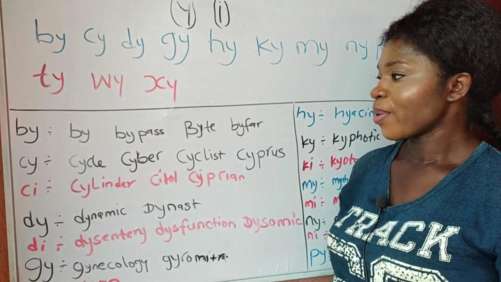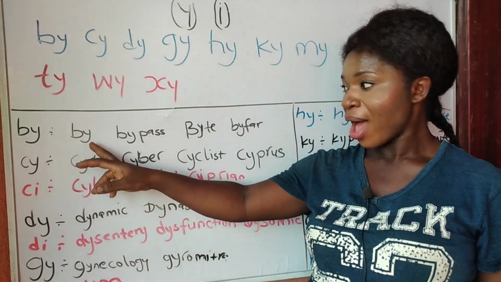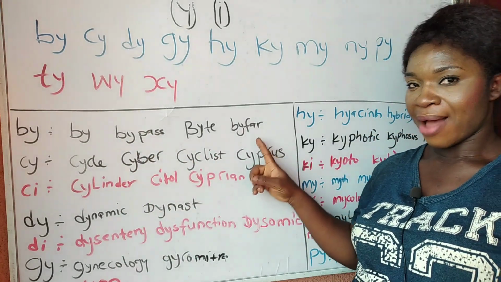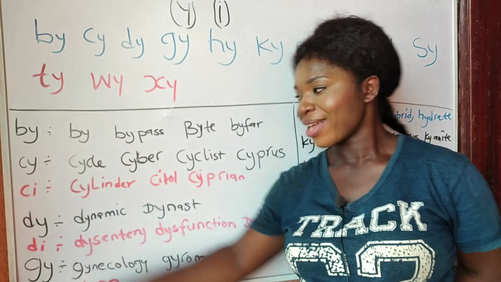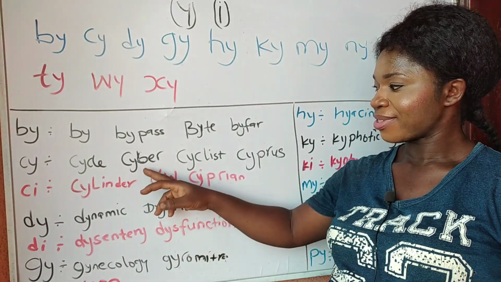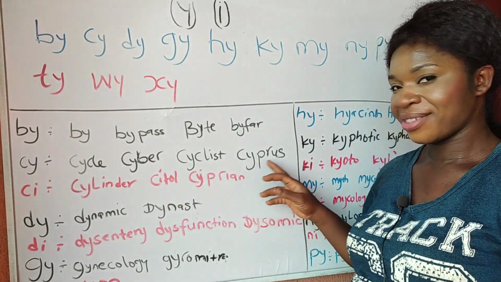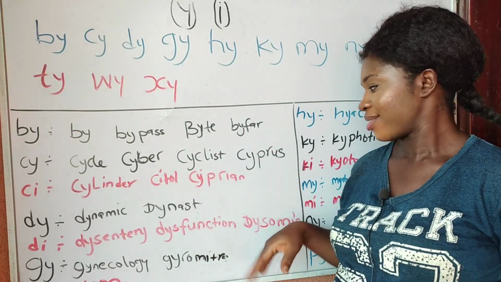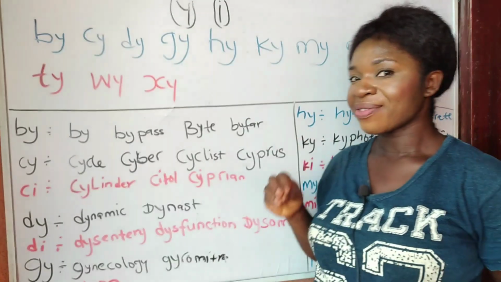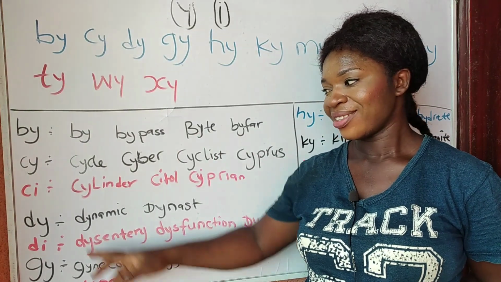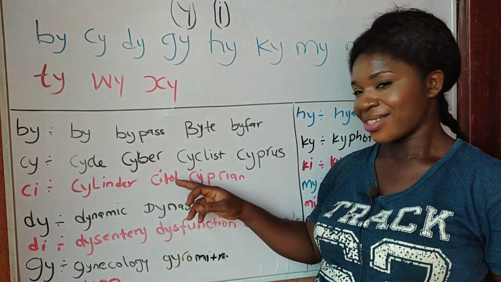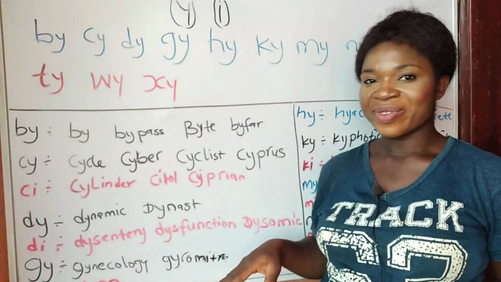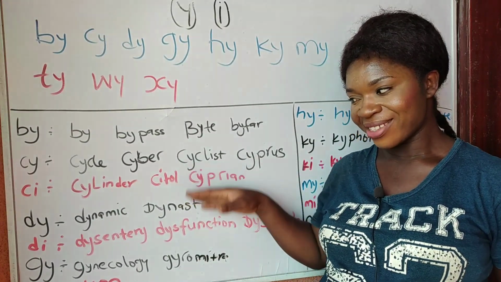So let's go. So we have by, bypass, bite, by far. We have CY, cycle, cyber, cyclist, Cyprus. We still have CY again, sounding differently: cylinder, cito, cypran, right? So let's move to this next one. I'm going to explain this after now.